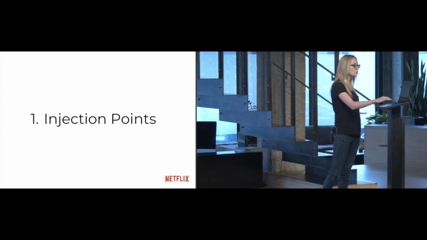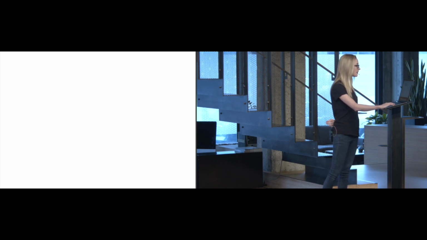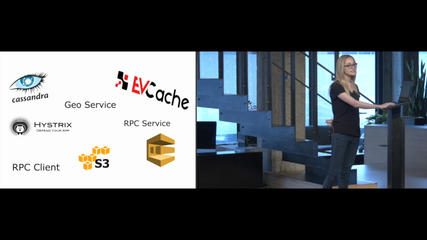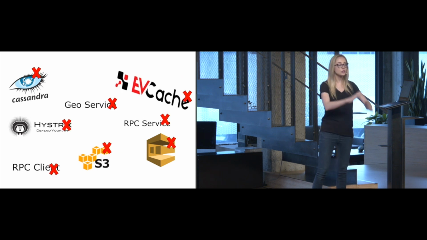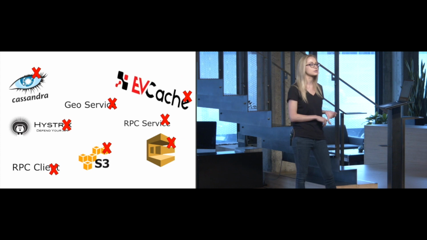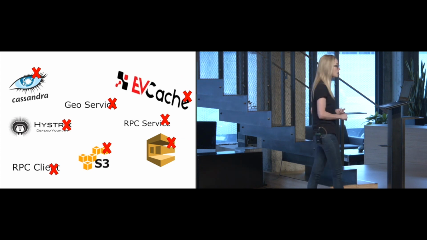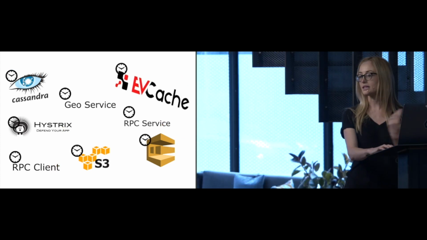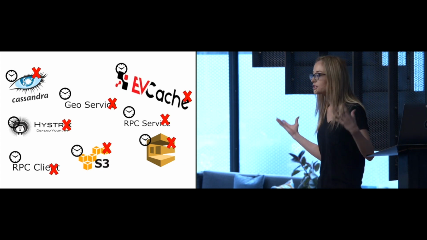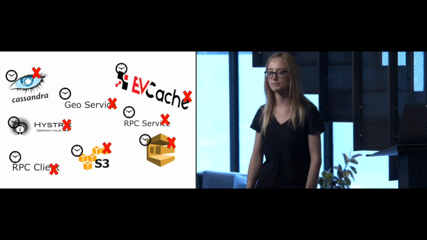They need to figure out what injection points they can use. So our teams had to decide if they wanted failure or latency. So these are all of our injection points. You can fail Cassandra, Hystrix, which is our fallback layer, RPC service, RPC client, S3, SQS, or cache. Or they can add latency, or you can add both. And you can actually come up with combos of different experiments.